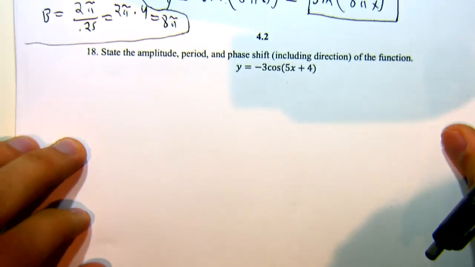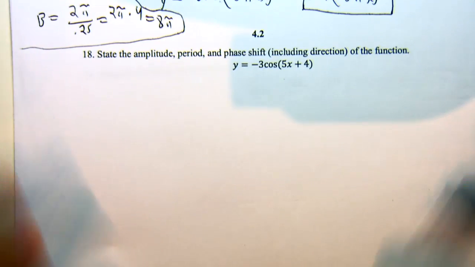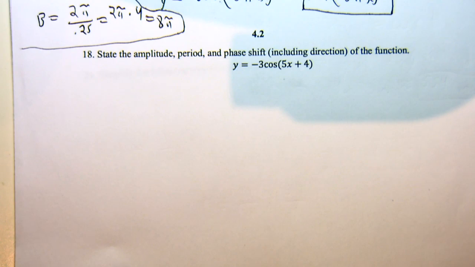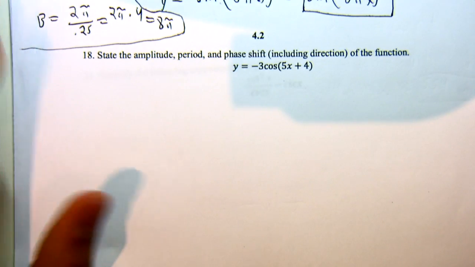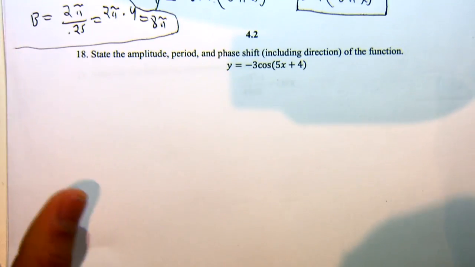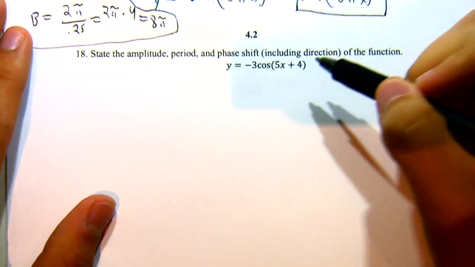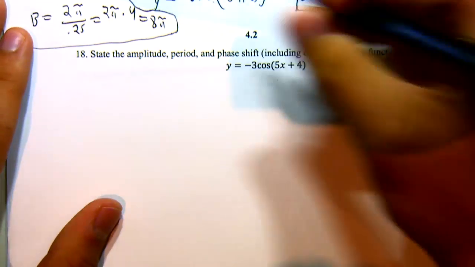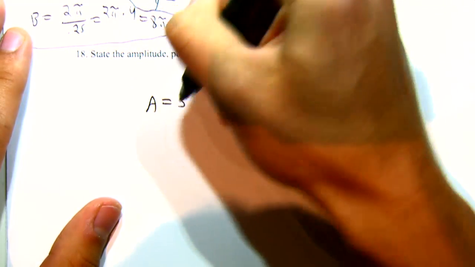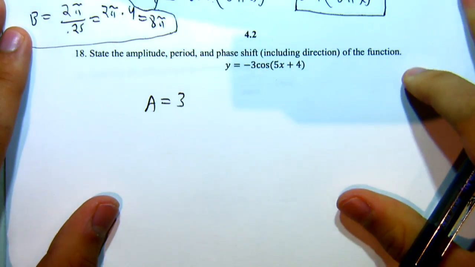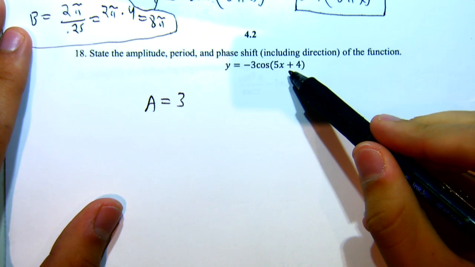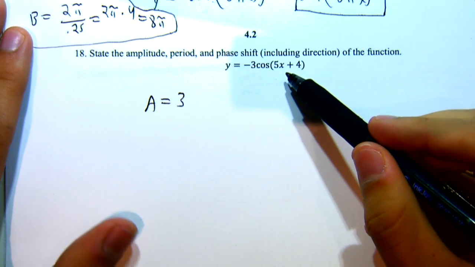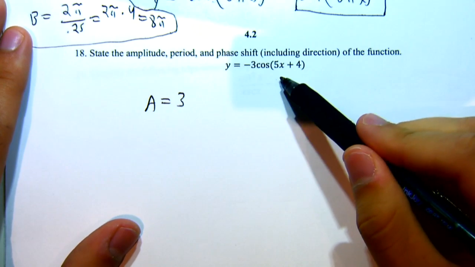All right. So now, let's state the amplitude, period, and phase shift of the following function. y is equal to -3 cosine of 5x plus 4. So here, what is the amplitude in this function? 3? Okay, good, thank you. So amplitude is 3. And now to find the period and the phase shift, what we want to do is factor out a 5 from here. You want to factor out the coefficient of the x value.